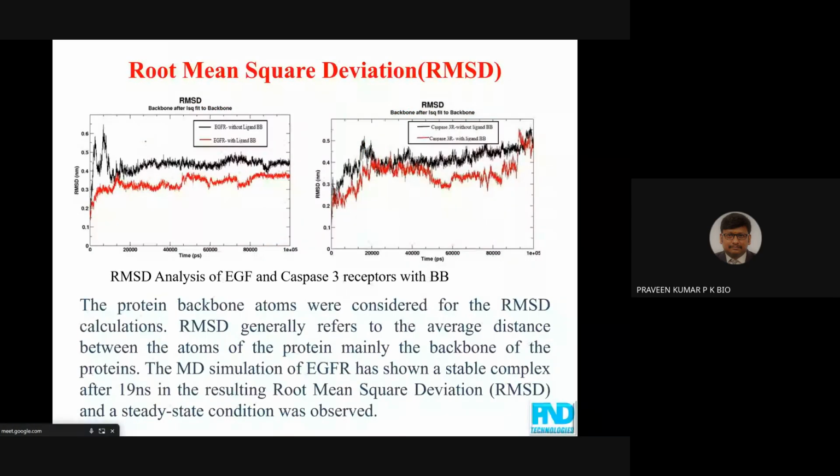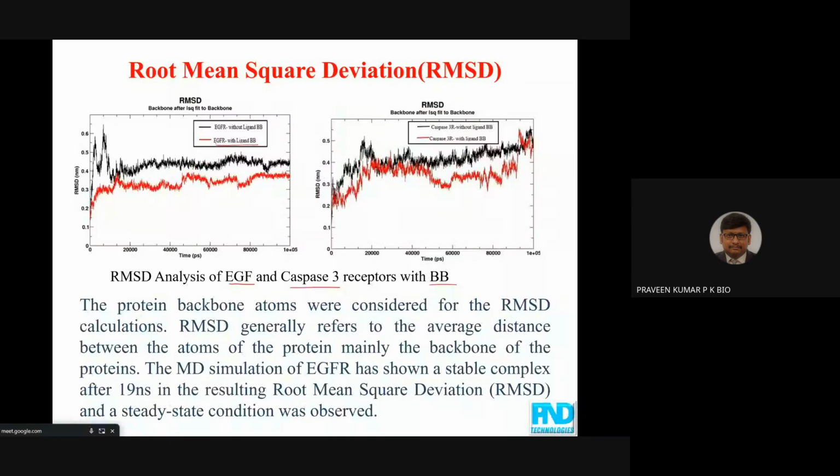Now in the second example, whatever papers I've already circulated, we remember pyrimidine A with cardiovascular receptors and pyrimidine B with hepatocellular carcinoma receptors. Other than docking, I also performed a simulation. This is related to the hepatocellular carcinoma receptors, epidermal growth factor receptor and caspase-3. So this is EGFR with ligand shown in red color, and EGFR without ligand is black color.